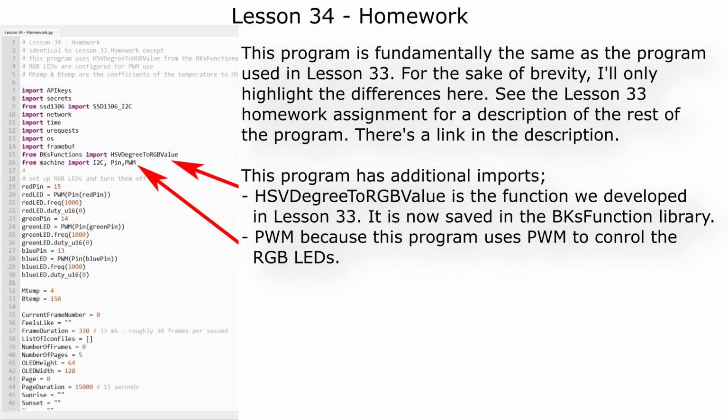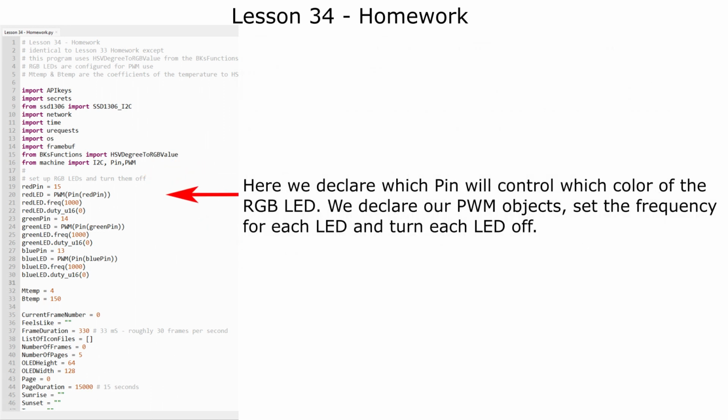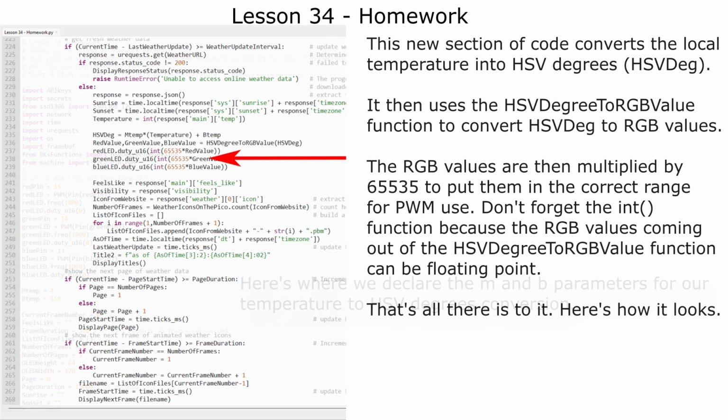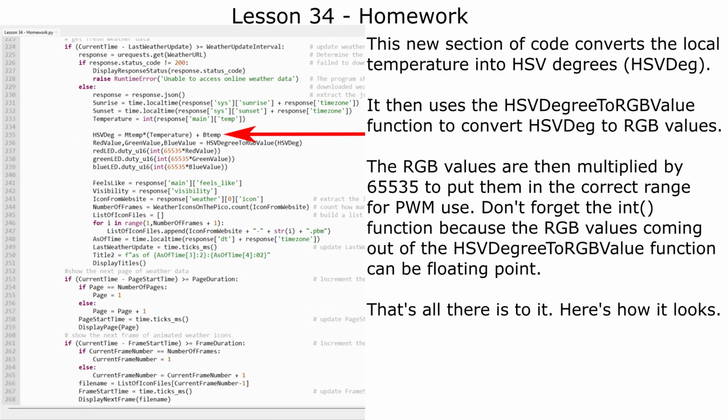We import PWM because this program uses PWM to control the RGB LEDs. Here we declare which pin will control which color of the RGB LED. We declare our PWM objects, we set the frequency for each LED, and we turn each LED off. Here's where we declare the M and B parameters for our temperature to HSV degrees conversion. This new section of code converts the local temperature into HSV degrees. It then uses the HSV degree to RGB value function to convert HSV degrees to RGB values.